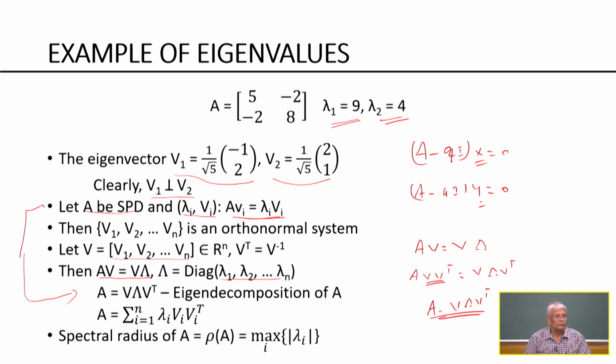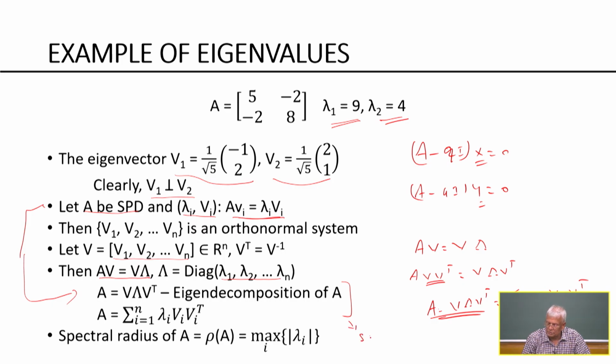And that can be written as the summation of lambda i vi vi transpose. Look at that now, vi is the column, vi transpose is the row. That's an outer product matrix. So this is just a decomposition of A. This decomposition is called the spectral decomposition of A.